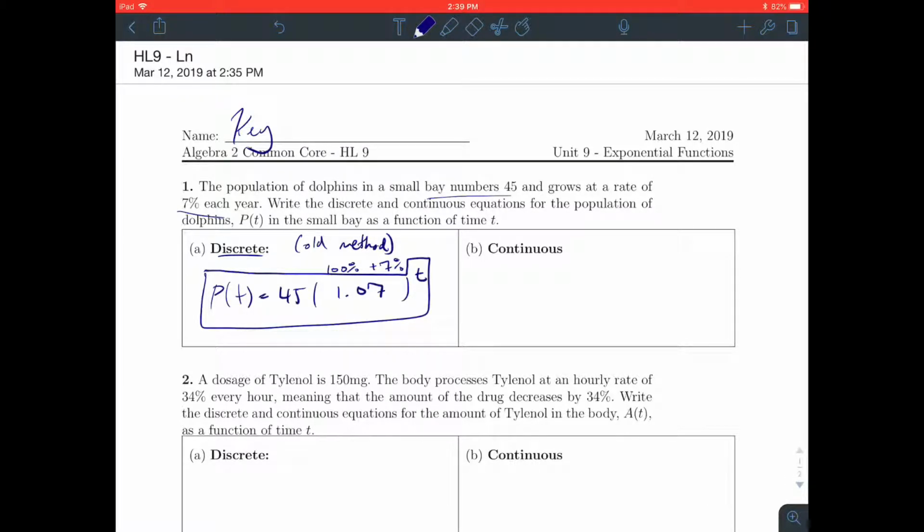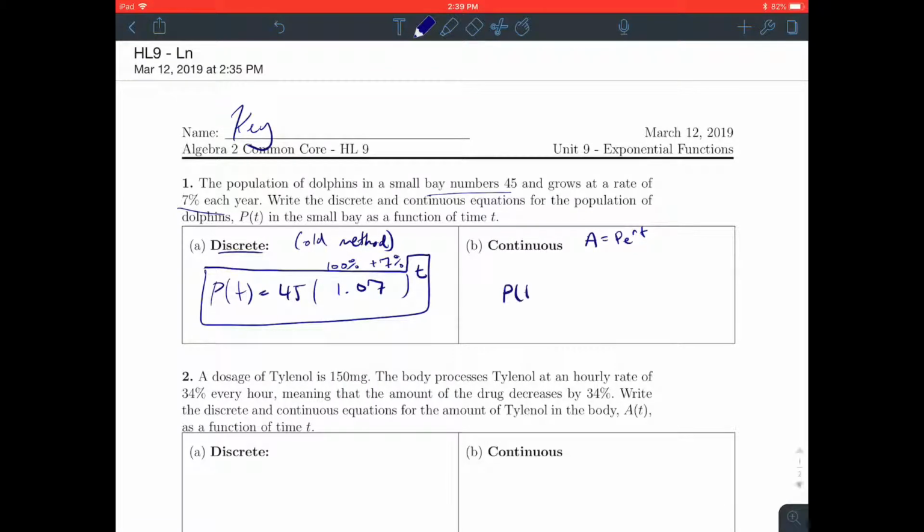For the continuous version, that's the version that we learned in last class, where it was A equals P e to the rt. So we get P of t instead of A, because they want us to use that variable, equals the principal, starting amount, times e to the 0.07 t power.